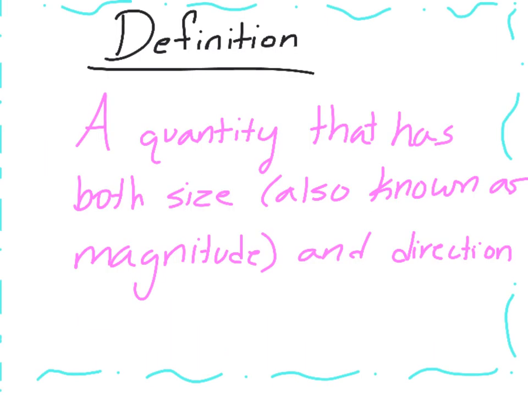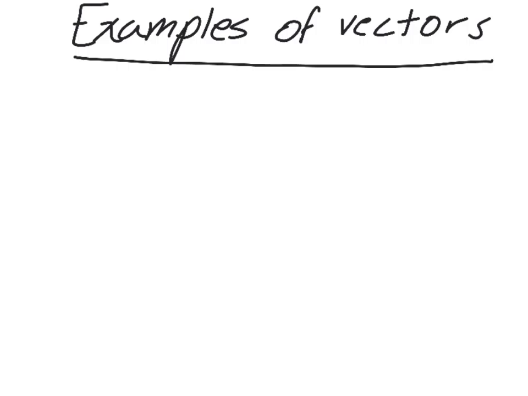According to the Merriam-Webster Dictionary, a vector is a quantity that has both size, also known as magnitude, and direction. So what is a vector exactly? Let's take two coordinates. I'm going to say this is 1, 2. And then over here, this coordinate is going to be 5, 6.